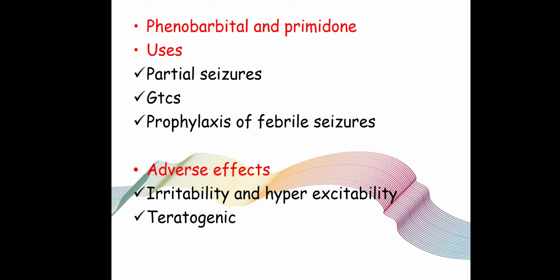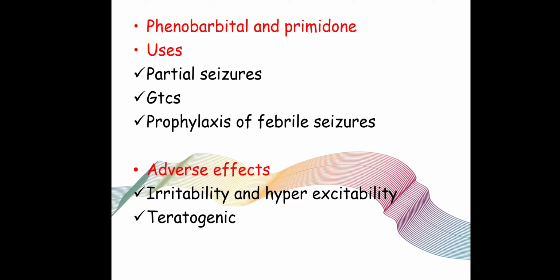Okay, so once we have discussed the uses and side effects, coming to the next drug, that is phenobarbital and primidone. Now, for each drug we will not discuss the mechanism of action, we will discuss only uses and adverse effects. Phenobarbital and primidone are used mostly in partial seizures and GTCS. An additional use is prophylaxis of febrile seizures also.